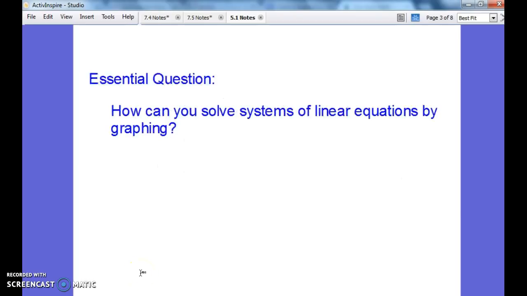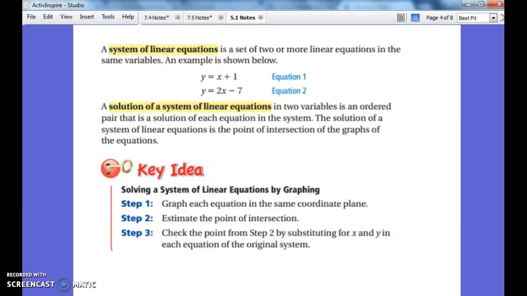Today's essential question is, how can you solve systems of linear equations by graphing? Let's first talk about what a system of linear equations is. If you look at the definition, it says a system of linear equations is a set of two or more linear equations in the same variables. An example is shown below.